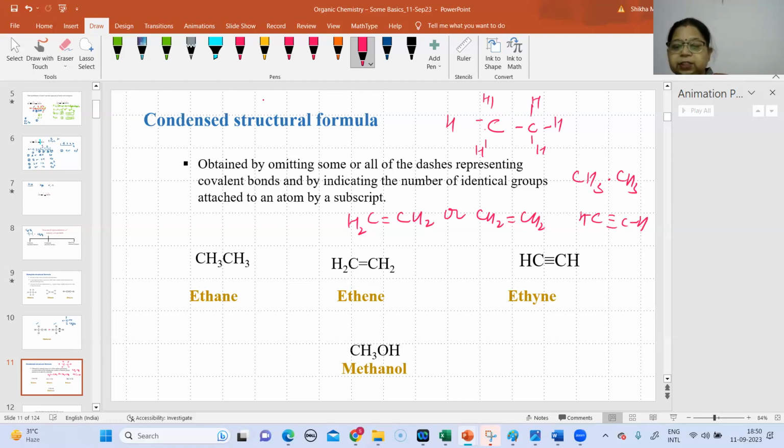Methanol, as you have seen, was CH3OH. So what I have done is I have put all the three together in this form. Is it clear now?